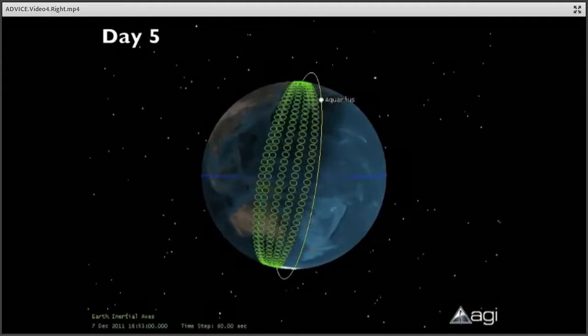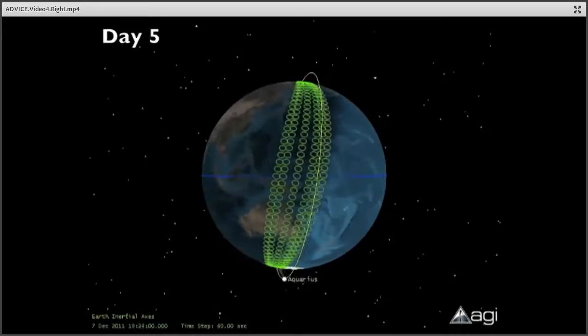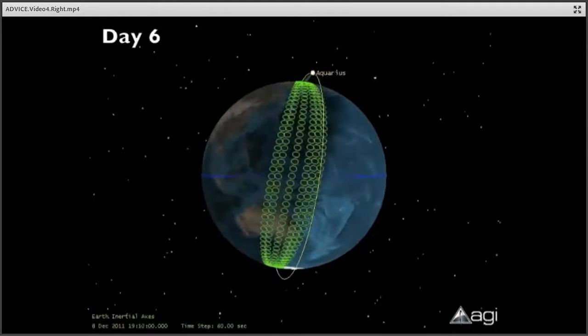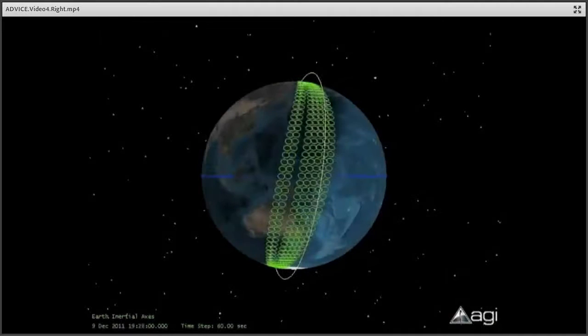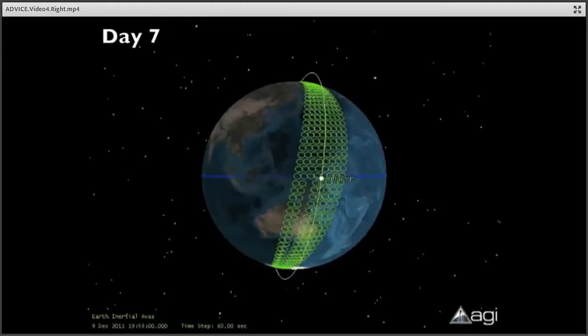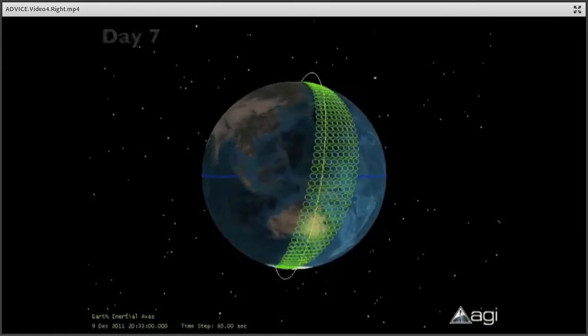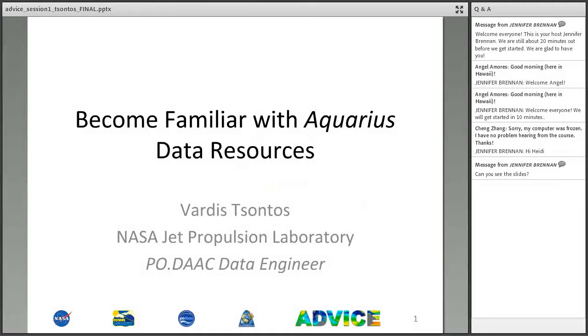So with that in mind, I'll stop here and I will transfer to Dr. Walter Santos from PO.DAAC to describe the resources for Aquarius data in terms of distribution, user support, and documentation. Walter?